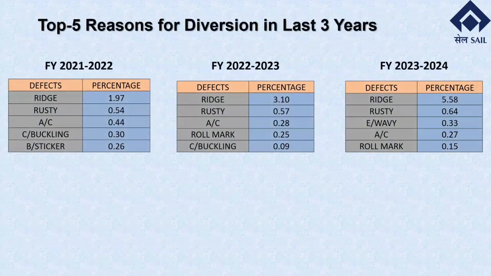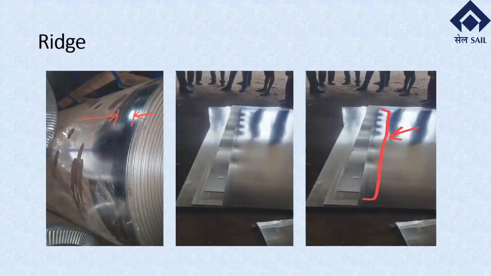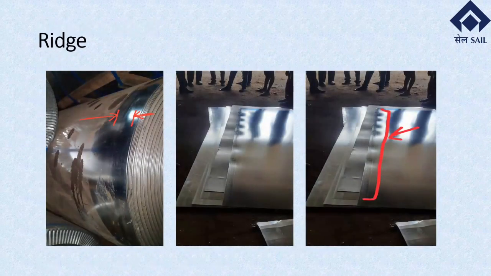Now coming to the diversions which we are facing at CRM3, I have taken only the major 5 diversions. One is ridge, then we have rusty, then roll marks and center buckling. Now coming to the major defects, I will talk about two, three major defects. One is ridge. I will first show this photograph of ridge, which, when I had an interaction with CMO people, they call edge waviness.